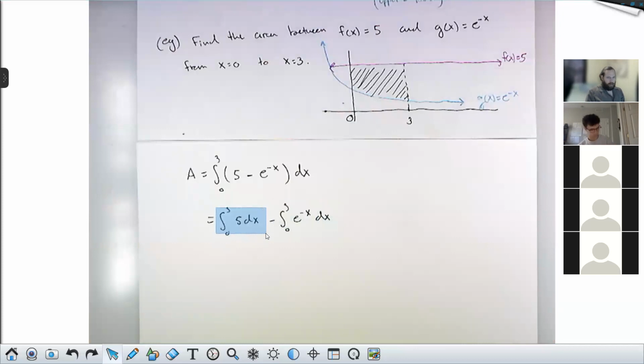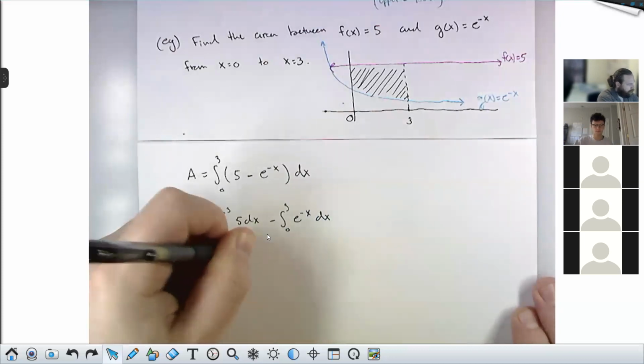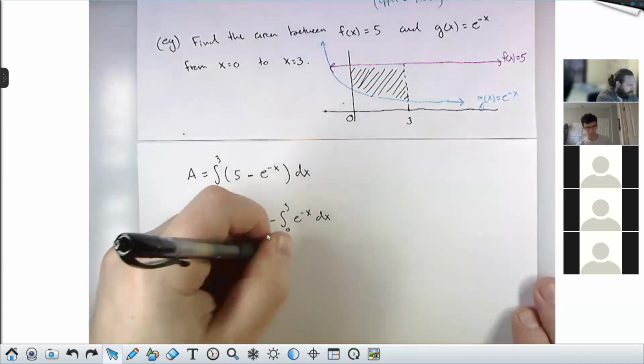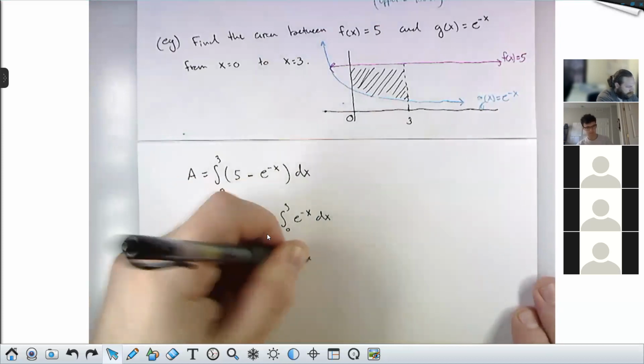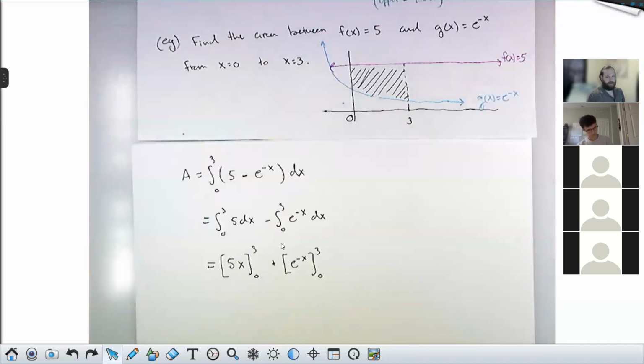So what is an antiderivative for 5? Who has derivative 5? Very good. Yeah, so in the chat we have the full antiderivative, and that is correct. I'll go ahead and write that down. So the antiderivative for 5 is 5x, and we would evaluate that from 0 to 3. And then the result here after we do everything is going to be plus e to the negative x evaluated from 0 to 3. Now let me explain where this second guy is coming from, because you notice this minus became a plus.